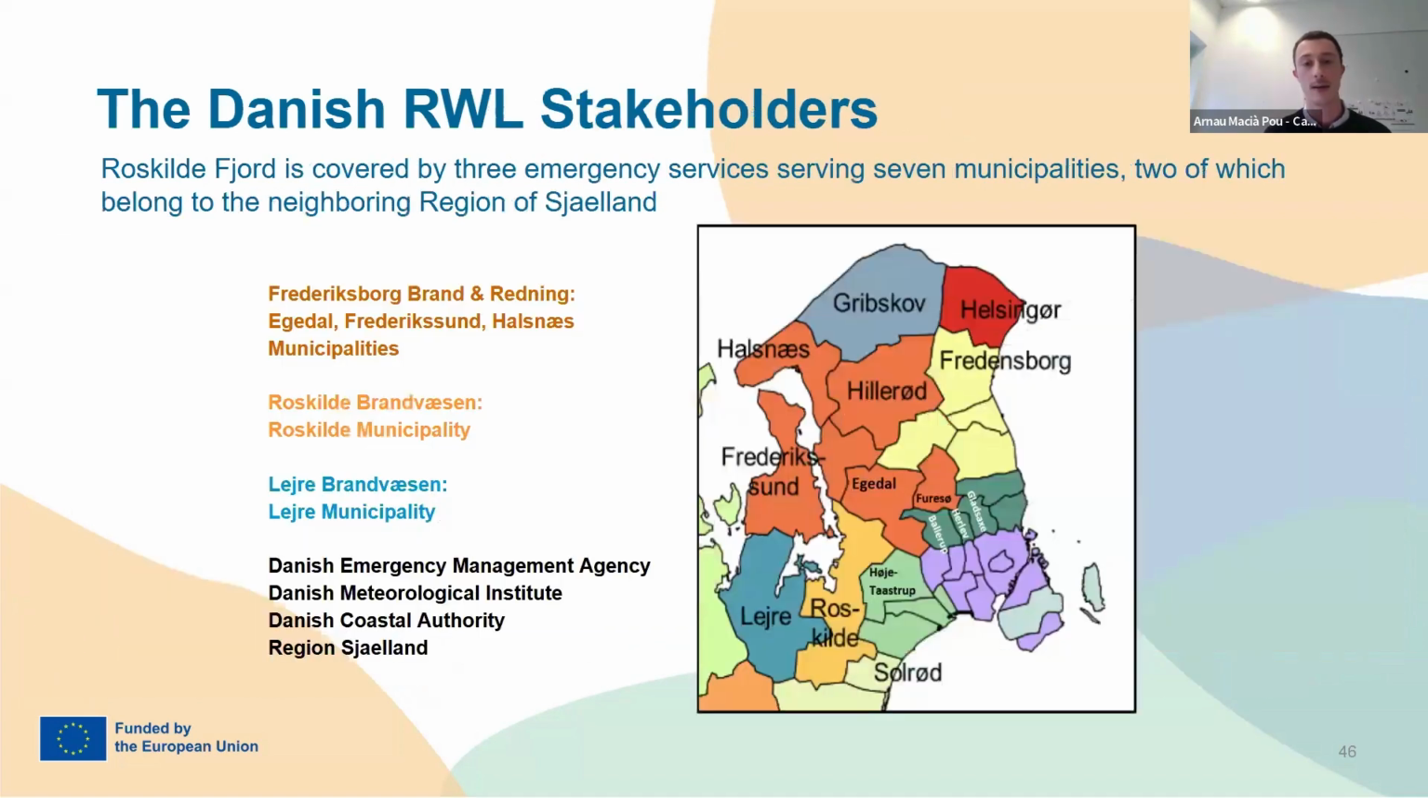Next slide, please, Ben. Thank you. So with that overview, who are we working with in our Danish Real World Lab? In the Roskilde Fjord, we have 3 different local emergency services that serve 7 municipalities. And to make things a little bit more complex, 2 out of these 7 municipalities belong to our neighboring region of Sjælland. So overall, this is just to say that once you are on the ground and you're working with all the different stakeholders, it gets complex. We have also tried to engage with some national agencies.